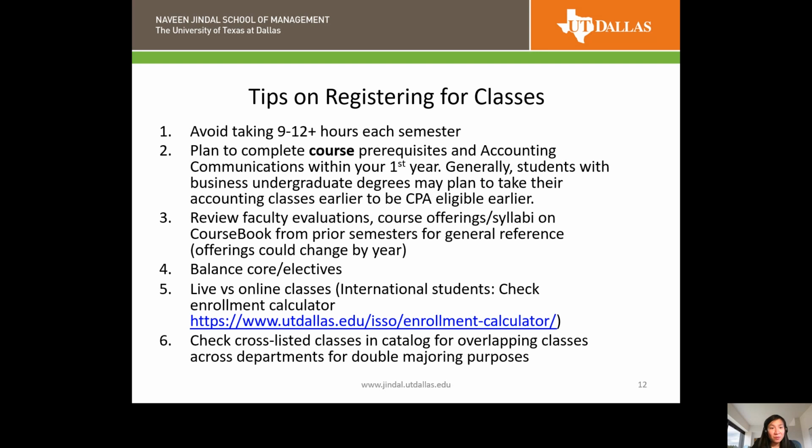Some other general tips: avoid taking more than 9 to 12 hours each semester. You want to plan to complete course prerequisites and that accounting communications class, for those of you who decide to do that, within your first year. Review faculty evaluations, course offerings, and syllabi on Coursebook from prior semesters for general guidance. You want to balance your core classes and your electives. Live versus online classes, international students: make sure that you check the enrollment calculator to make sure you're compliant with that. And then if you're wanting to double major, you may want to check cross-listed classes so that you can maximize the electives for both degrees so that they can overlap.